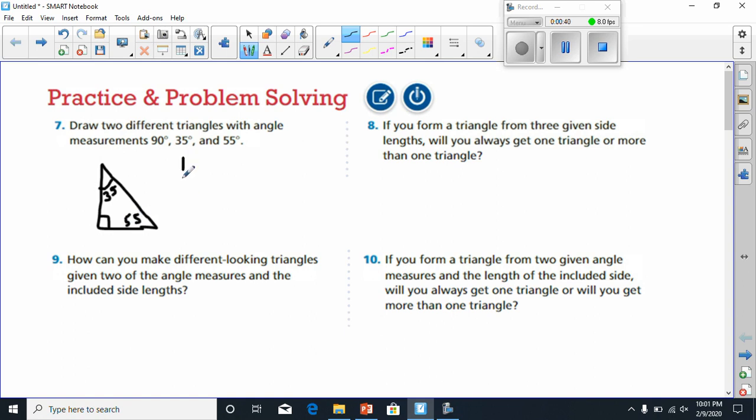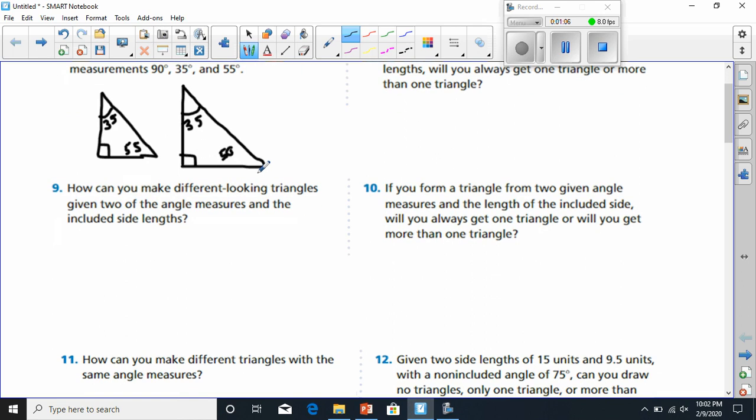The only trouble is, without giving the length of the sides, I can still come up with a different size triangle. 35, 55. The triangles will not look the same, excuse me, but they do have the same measurements. Okay, let's go to number 9 now.